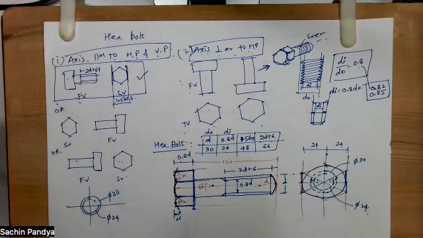Now let's say if somebody has done this side view on this side, he will draw the hexagon like this. He will draw the head like this.